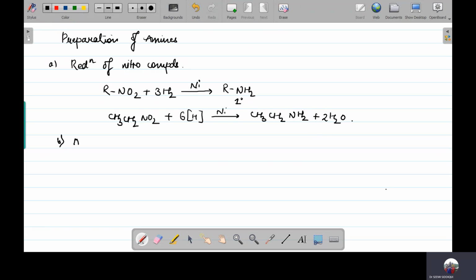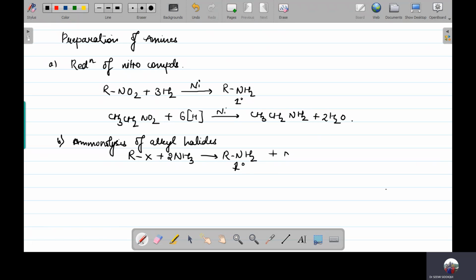The second method is ammonolysis of alkyl halides. In this we take an excess amount of ammonia. So what is this going to do? It provides us the first degree amine as the major product as well as NH4X.